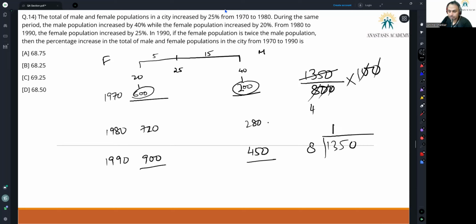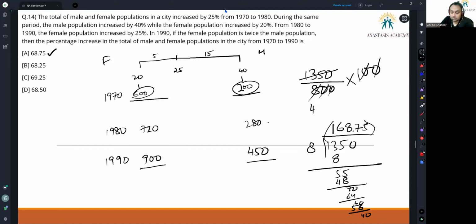Divided by 8, I get 1. So 8 and 55. So 6. So 48. So 70. So 8. So 64. So 60. So 7 and 5. It will be like this. 56. Finally 40. So it is 168.75, 1.6875 times the original. So the percentage increase is 68.75. Okay, let's move.